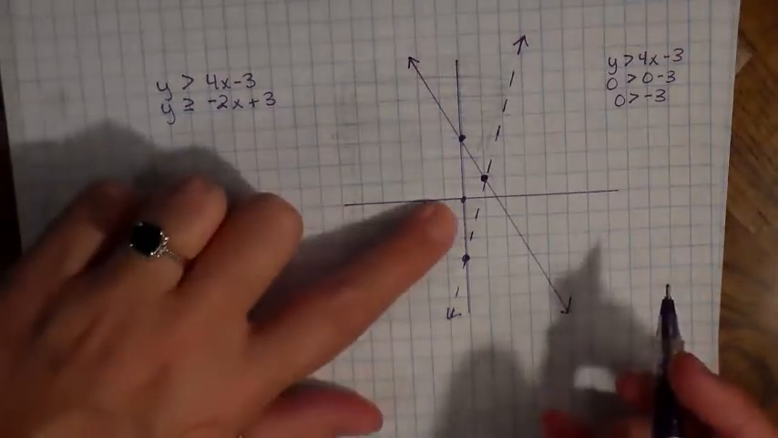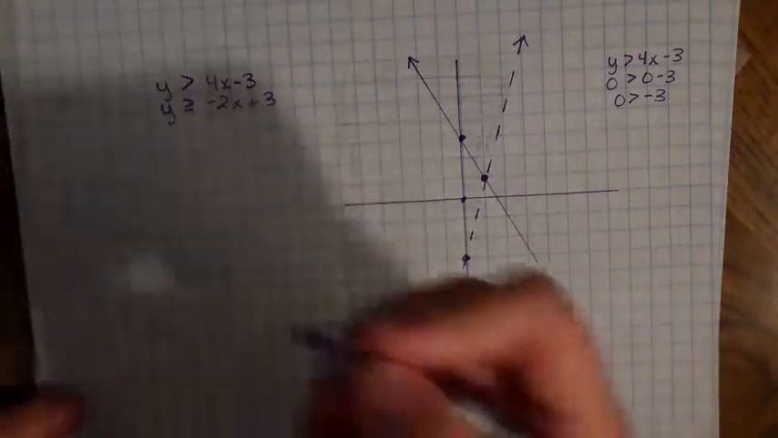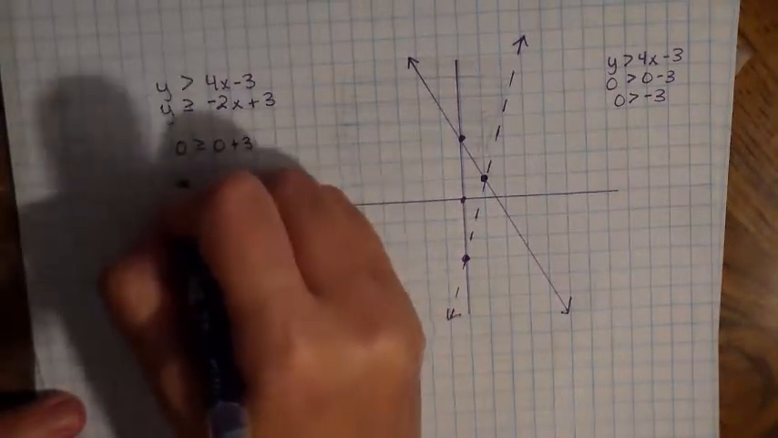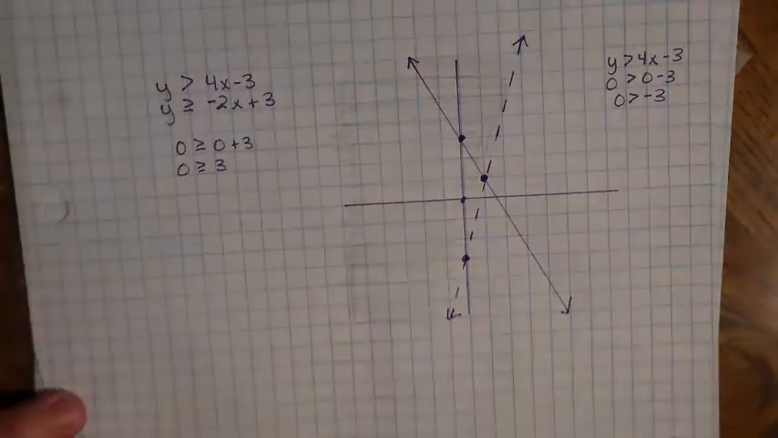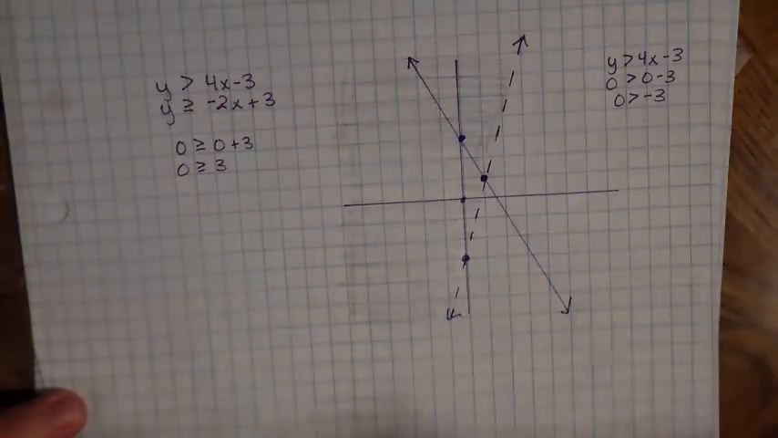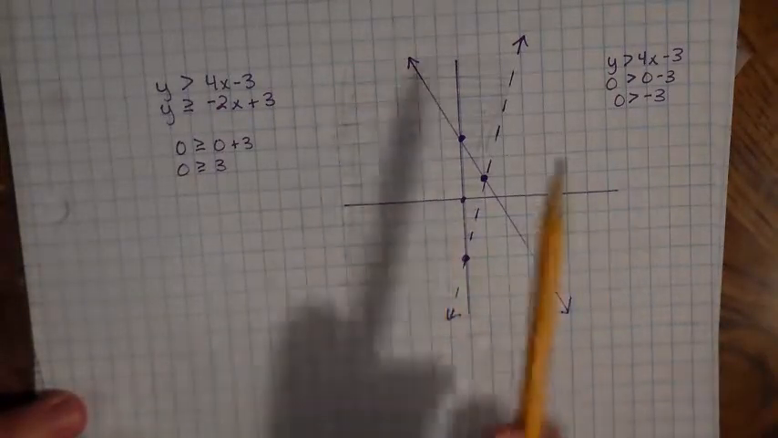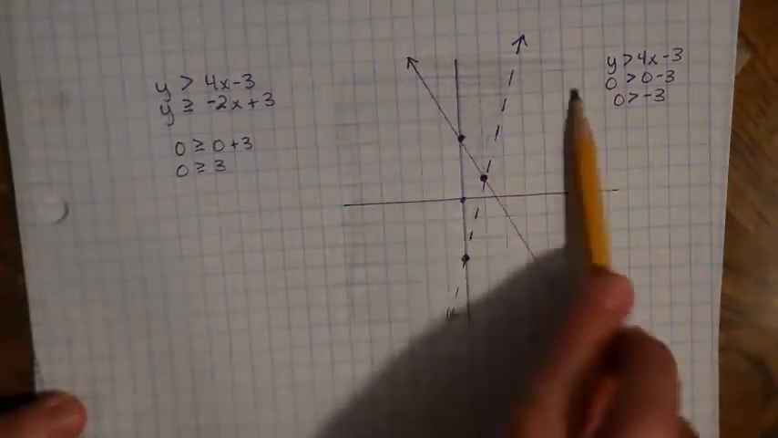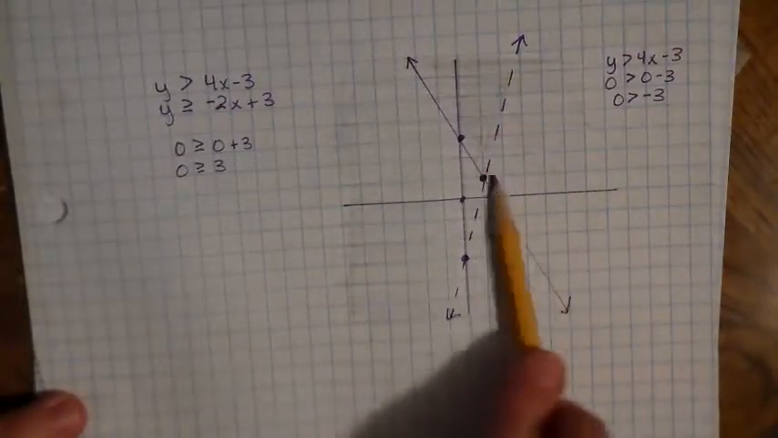And then I need to determine which side of that line I need to shade. So I'm going to pick the point 0, 0 again because it's also not on the second line. If I plug that in, I get 0 is greater than or equal to 3. And that is a false statement. So I don't shade this side of the line, I shade the other side of the line. So I'll come and shade this side lightly.